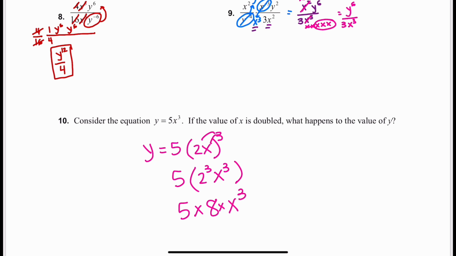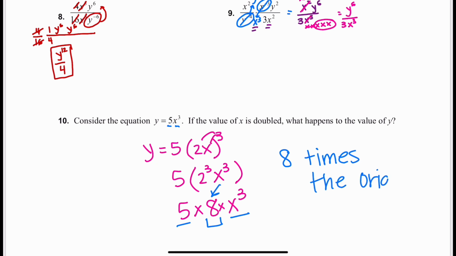So the difference is this 8 here. We have 5 and an x cubed, but we're multiplying it by 8. So if we double the x, it's not going to double the y. It's going to make the y 8 times the original. And that is because we are multiplying it not by 2, but 2 to the 3rd. And 2 times 2 is 4 times 2 is 8.